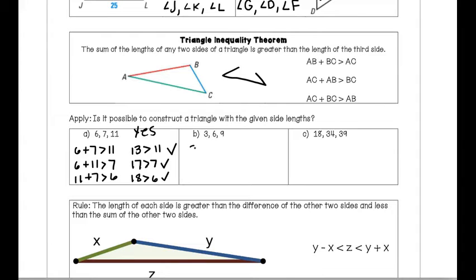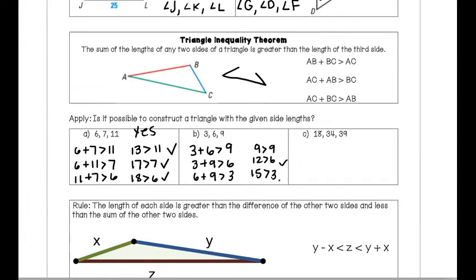We're going to repeat this process for the other examples. You can pause the video and try them on your own if you'd like. We have 3 plus 6 should be greater than 9, 3 plus 9 should be greater than 6, and 6 plus 9 should be greater than 3. When we go through and simplify all these, we get 9 is greater than 9, 12 is greater than 6, and 15 is greater than 3.